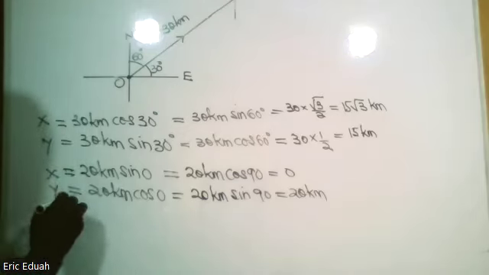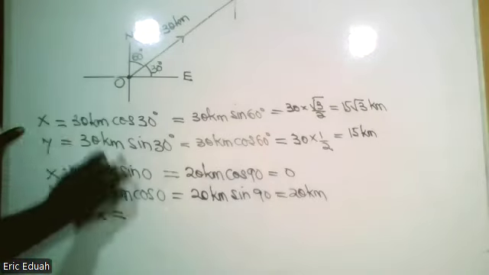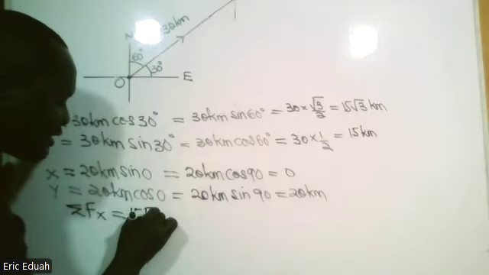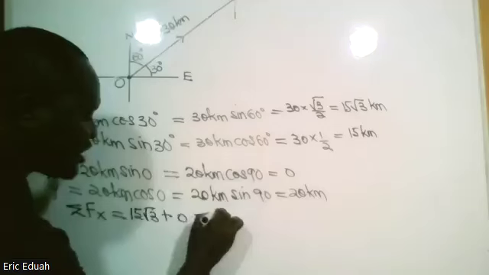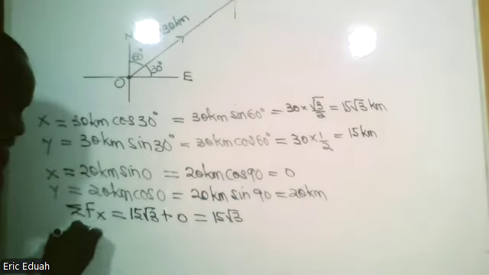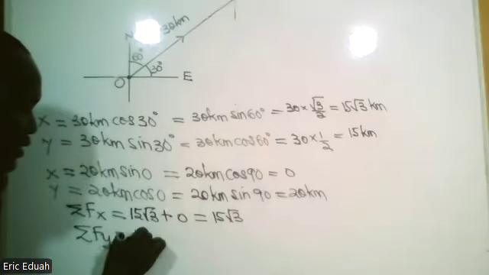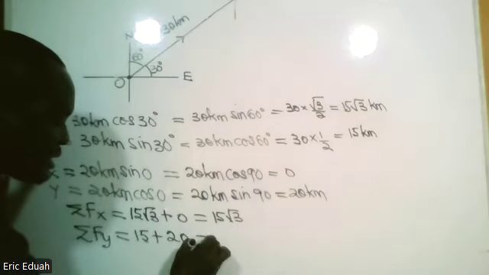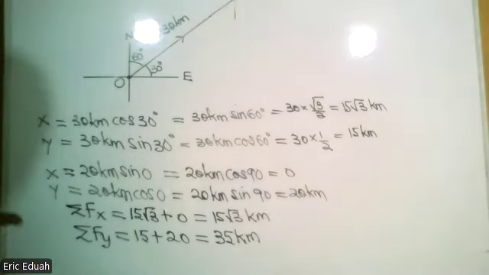So let's determine the summation of all the x's. We are summing up all x's in both situations. So this is 15 root 3 plus 0, which is equal to 15 root 3. Then let's sum up all the y's. We have 15 plus 20, giving us 35 kilometers. We are almost done.